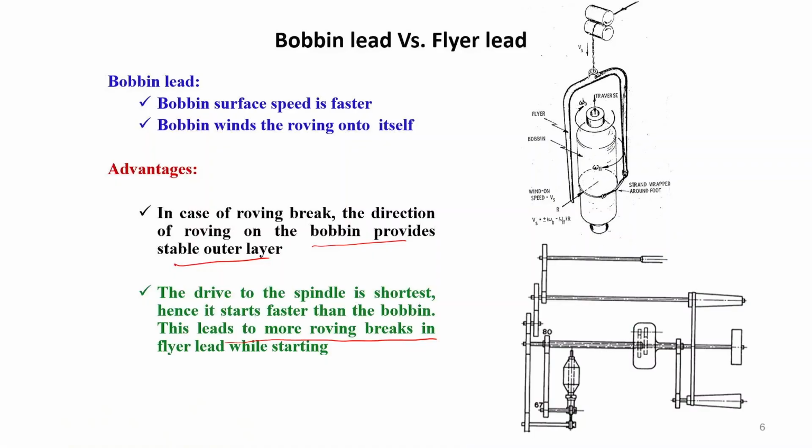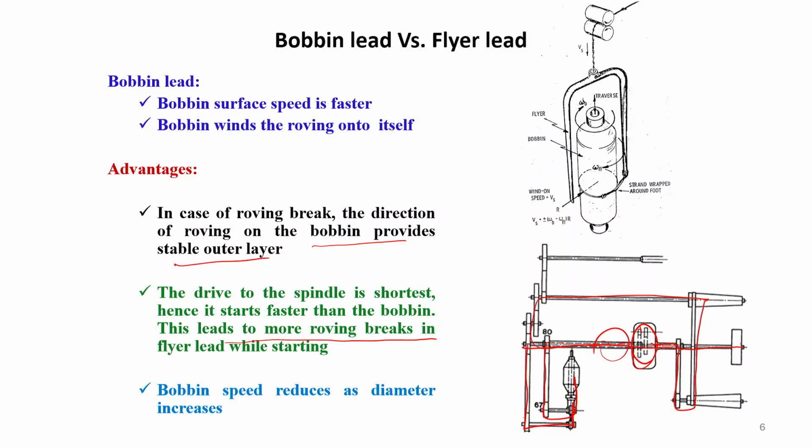We can see here the spindle gets motion directly from the main shaft, in the shortest route. Whereas the bobbin gets motion from the differential gear, and the differential gets motion through this arrangement, top cone drum, bottom cone drum, and all this arrangement. So, it gets motion from the differential gear, and then it is going to the bobbin. So, a longer distance, a longer path is followed.